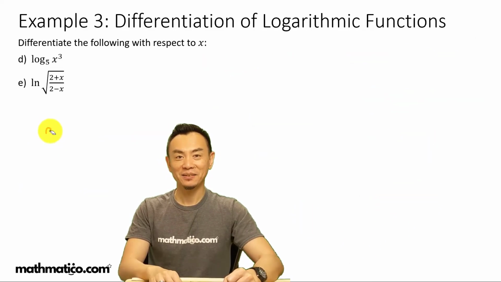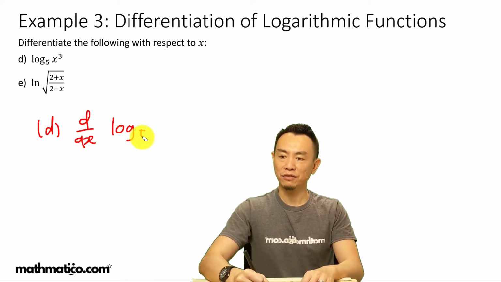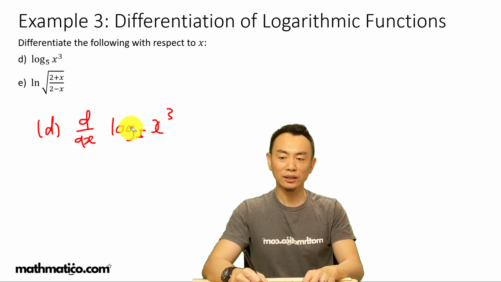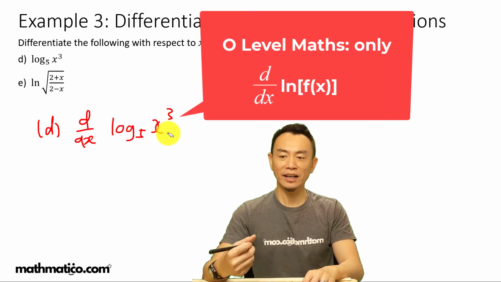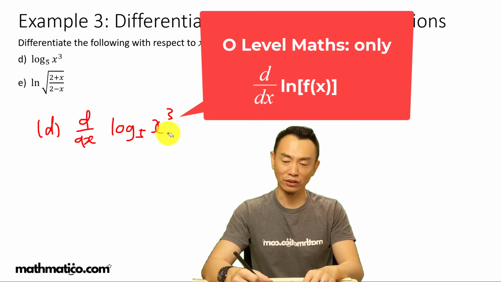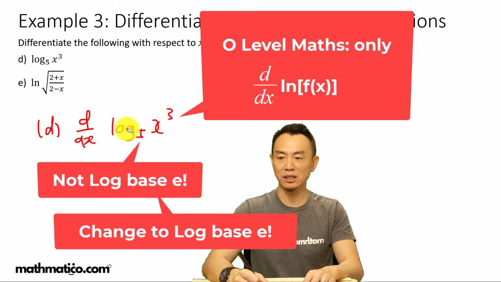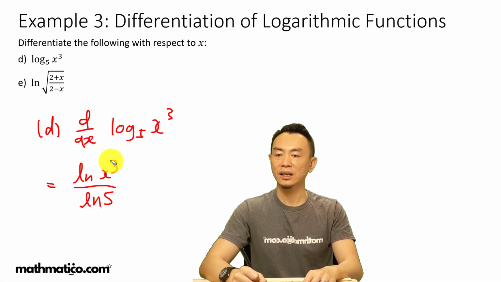Alright, part D, we're going to differentiate log base 5 of x cubed. Now, as I mentioned earlier on, at least for O-level math, we do not differentiate log of any other base than log base e, which is ln. And so we can't differentiate this directly, we have to do a change of base law. And we are going to have ln of x cubed over ln of 5, okay? We use the change of base law and we get ln here now.